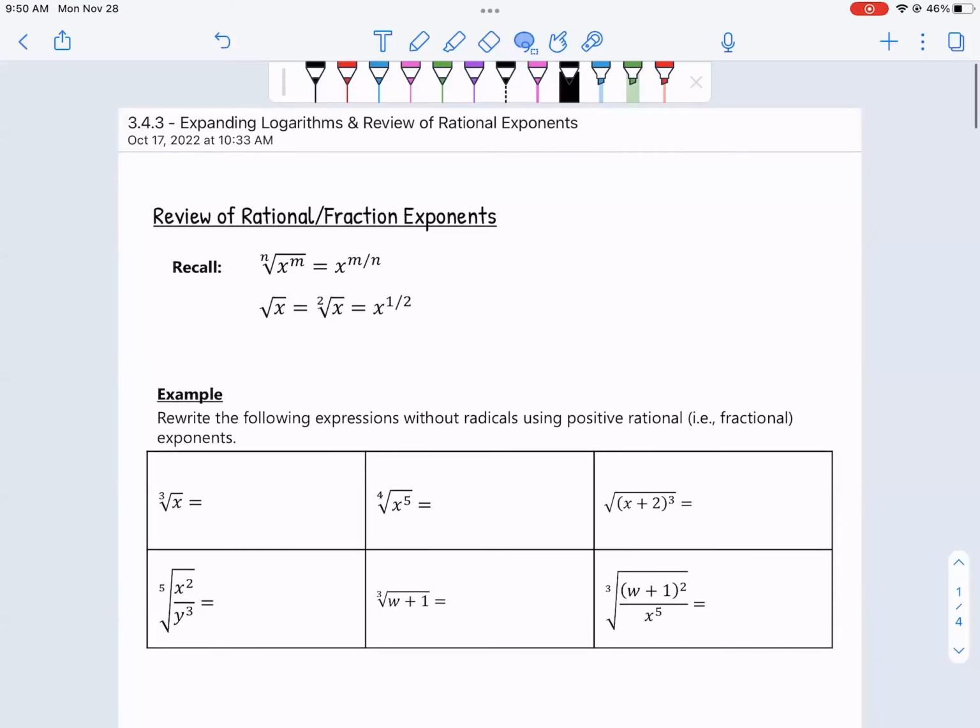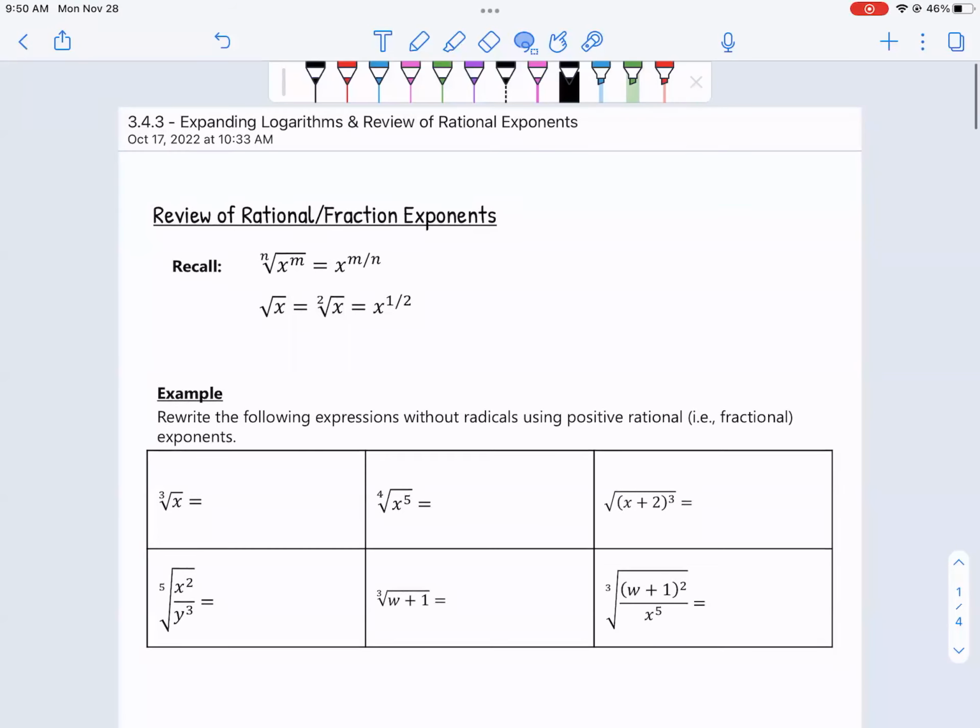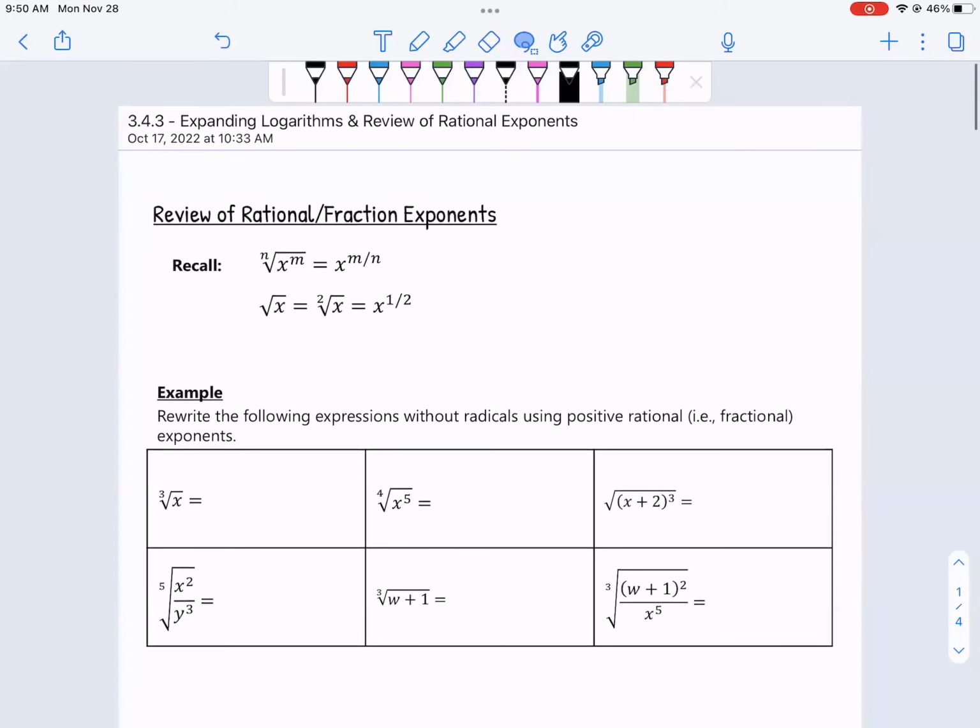All right, expanding logarithms. Now, before we can talk about this section, sort of like in the last one, we had to talk about negative exponents before we could talk about it. This section, we really need to talk about rational or fraction exponents. Rational means fraction. When you hear the word rational, it means fraction. So, review of rational exponents.